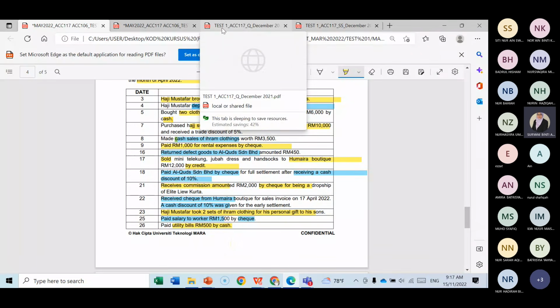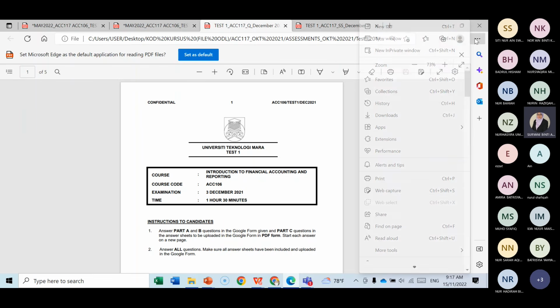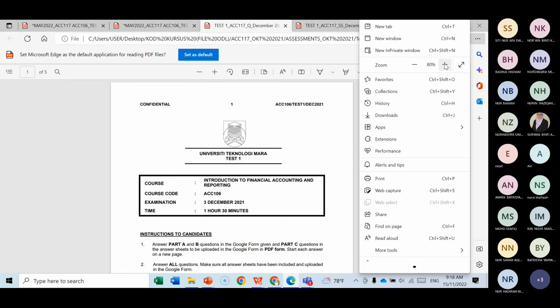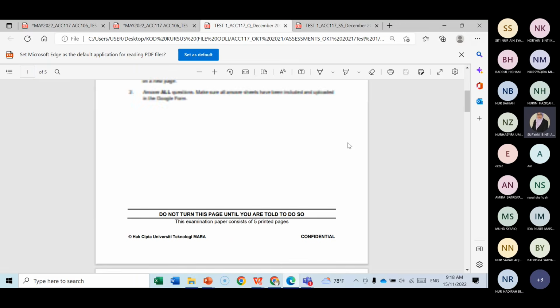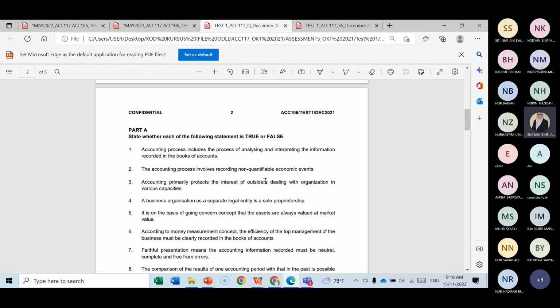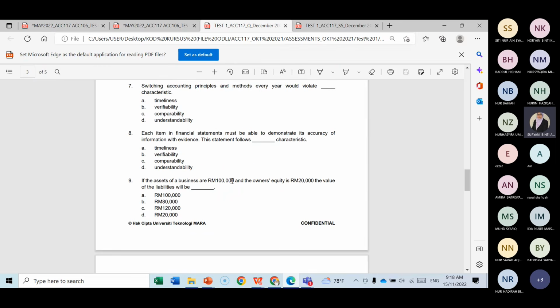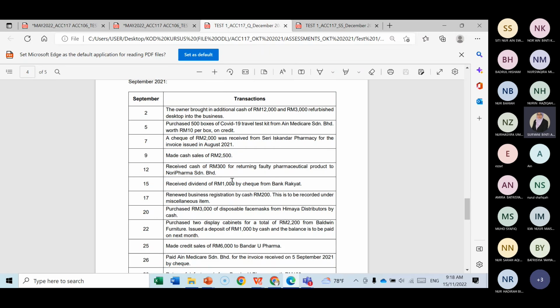Let us move to another set of question. On 3rd December 2021. Okay, similar, you will have part A, the true and false question, part B, the MCQ question, and part C. Okay, would you like to try on this question?